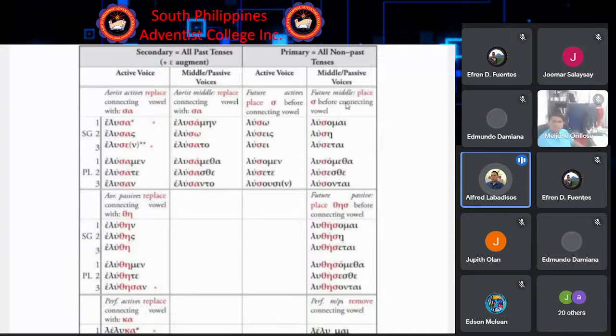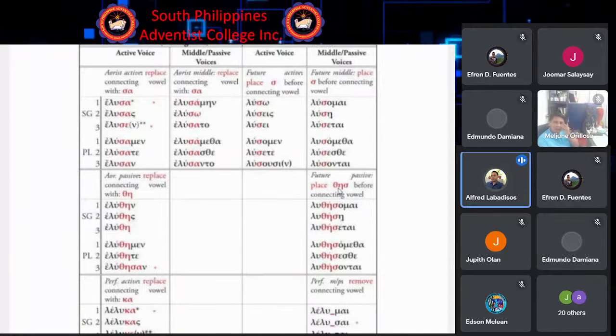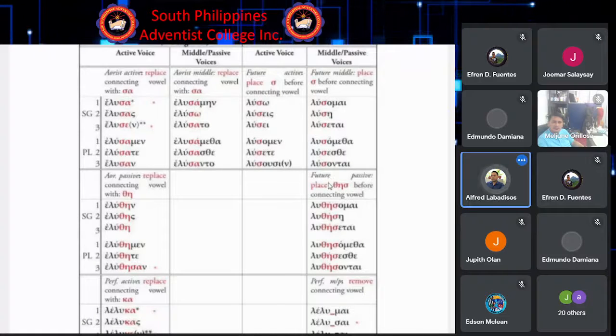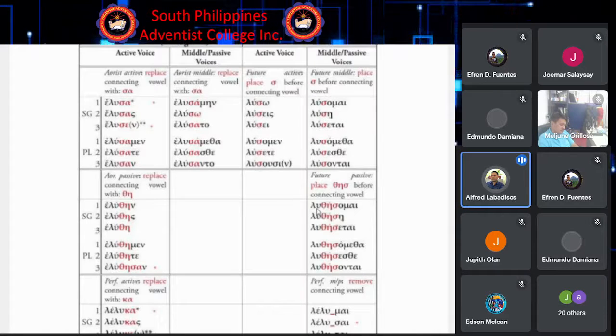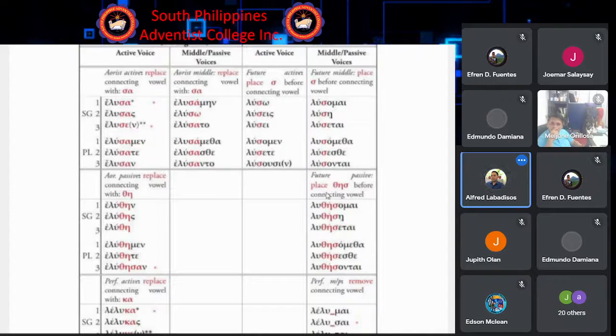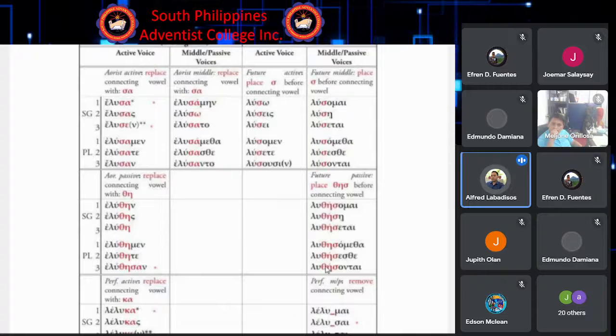What about the future passive voice? For the future passive voice, the tense identifier is thesi. We have theta, eta, and sigma. So we still have sigma, but we also have the theta and the eta. So you add thesi in between the verbal stem and the ending. So you have here luthesomai, that's for the passive first person singular. Future passive first person singular. Luthesomai, luthese, luthesetai, luthesometha, luthesesthe, and luthesontai. So you notice here that the endings are still the same, no? The same with what?